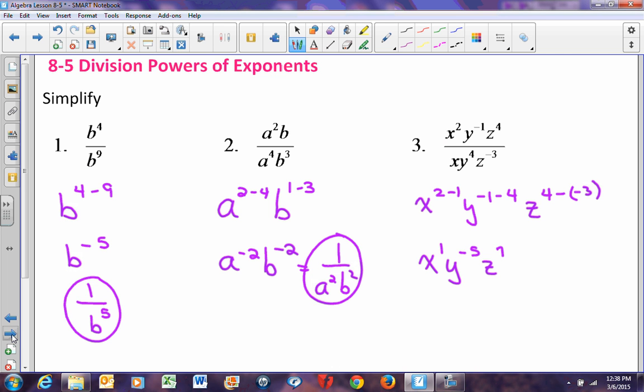The x and the z are positive, so they can stay in the numerator. The y to the negative 5th needs to move to the denominator. So this will become x, z to the 7th, all over y to the positive 5th. Because remember, when you move something from the numerator to the denominator, the exponent becomes positive. So there you go. x, z to the 7th, all over y to the 5th.